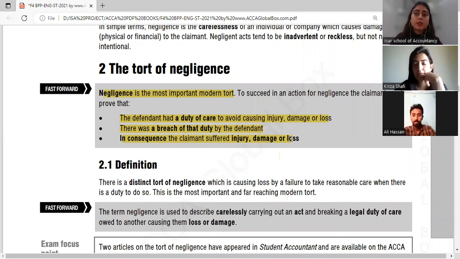Whoever suffered is right now in the hospital because of the careless driver, who just hit the footpath, and maybe your sister or your mother or your friend got injured. Right now she's in the hospital. How can she go and fight the case? So you, on behalf of that person, approach the court.